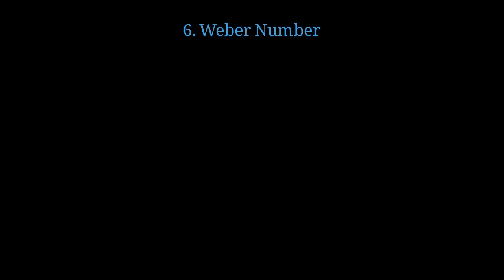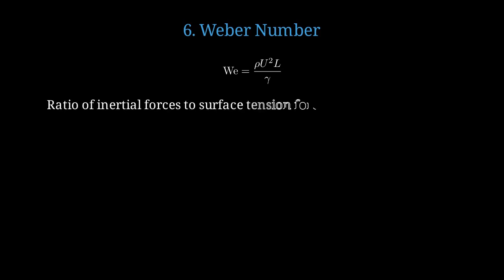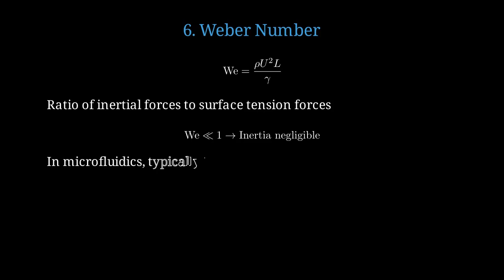The Weber number is another important dimensionless parameter for droplet dynamics. The Weber number We equals density times velocity squared times length divided by interfacial tension. The Weber number represents the ratio of inertial forces to surface tension forces. When Weber number is much less than 1, the inertial effects are negligible and the flow is dominated by viscous and capillary effects. In microfluidic systems, Weber numbers are typically very small, meaning inertia plays little role in droplet formation.